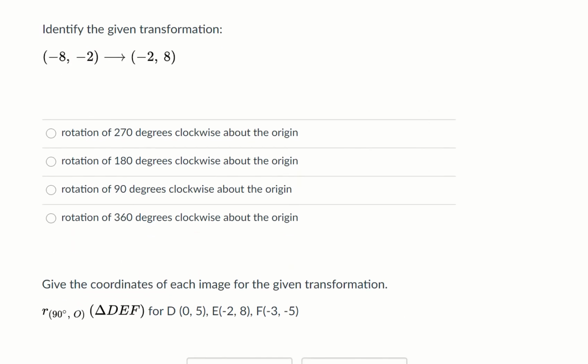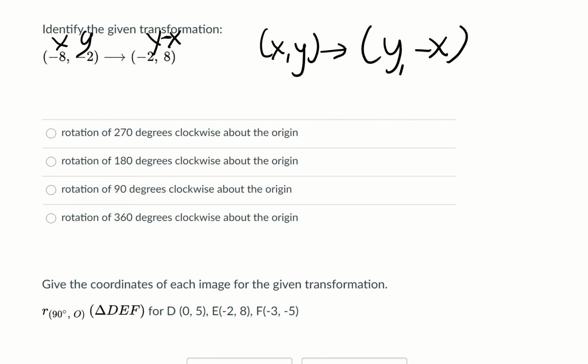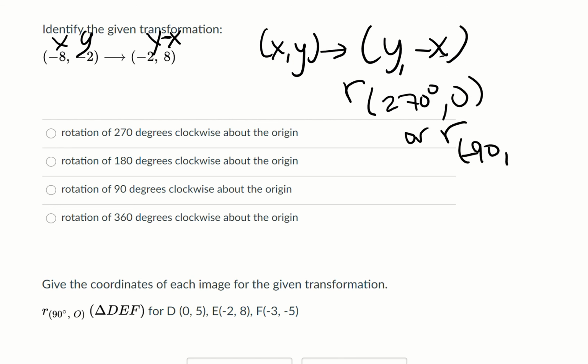Okay, identify the given transformation. So this is X, this is Y. It looks like they switch spots, but the Y stays the same, and the X is negative. See, it went from negative 8 to positive 8. So the X changed sign. That means this is a transformation XY to Y, negative X. So they switched, and X changed sign. This is a rotation of 270 degrees counterclockwise or 90 degrees clockwise. This is a rotation of 90 degrees clockwise.